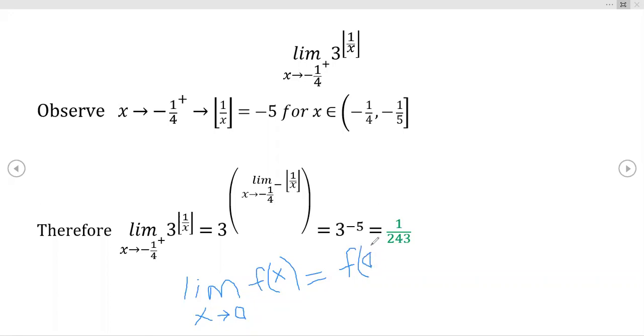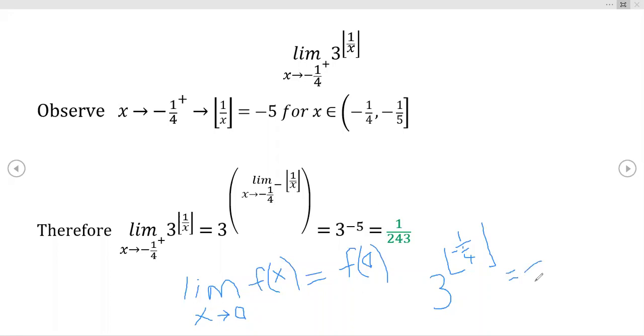You can think of it as a pointwise definition of continuity if you want, right? So that says the limit as x approaches a of f of x is equal to f of a. But notice what happens when you do exactly that here. If your f of x is this entire thing right here, you would get 3 raised to the floor of 1 over -1/4. Hopefully that's still legible to you guys. But notice that that would just be the floor of -4, and the floor of any integer is the integer itself. So this would equal 3 to the -4 here.